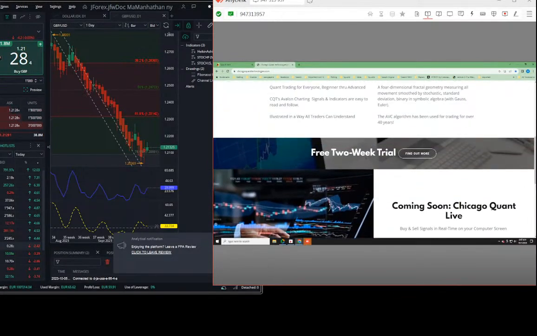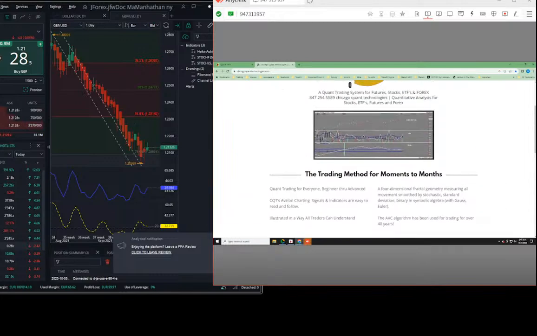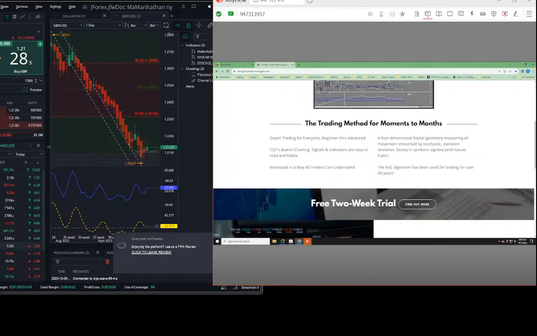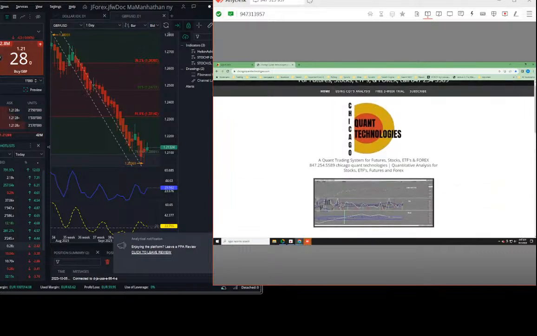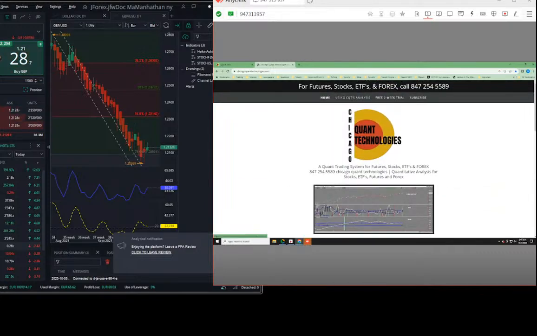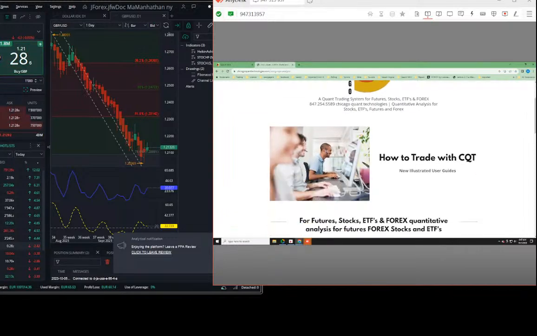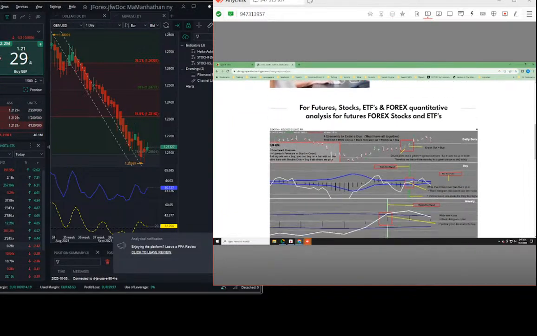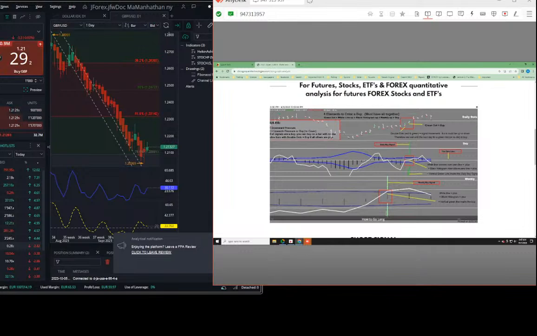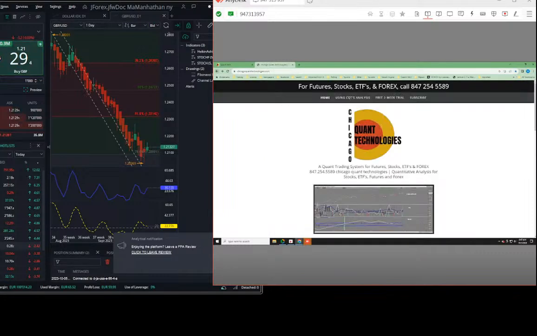Dukascopy live trading. Let's see. It explains it here. Quant trading, algebra, Gauss. Let's see. I think we have a couple different pages possibly. There it is. How to trade with CQT. And there's the explanations. See them right there? And there it is there.